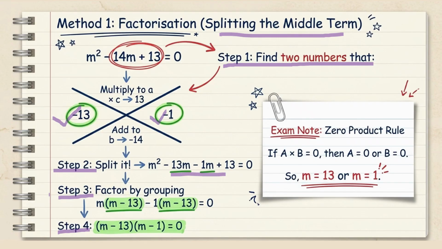Exam note, zero product rule. If a into b is equal to 0, then a is equal to 0 or b is equal to 0. So, m is equal to 13 or m is equal to 1.